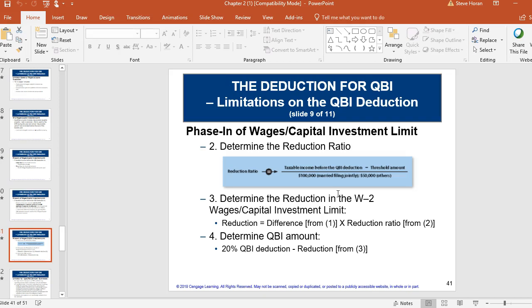What you see on the screen here is on page 17. So this is phasing in the wage and capital investment limit, and that's the formula you'd use to do that. I know it's kind of hard to see, it's a little fuzzy, but it's on page 17 of your chapter, and this is slide 41 of the PowerPoint if you want to have that open too. It says taxable income before the QBI deduction minus the threshold amount divided by $100,000 married filing jointly or $50,000 for everybody else. Okay, so that's part of how you calculate that.